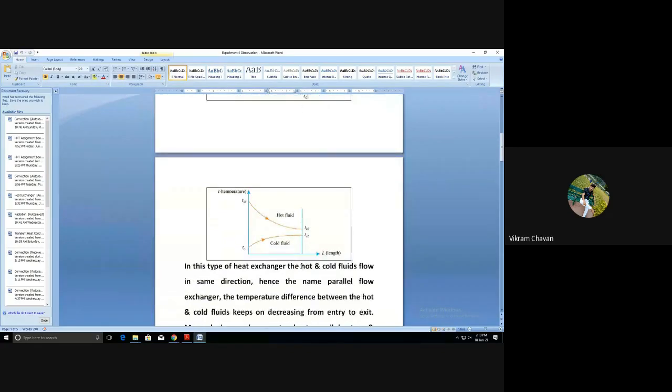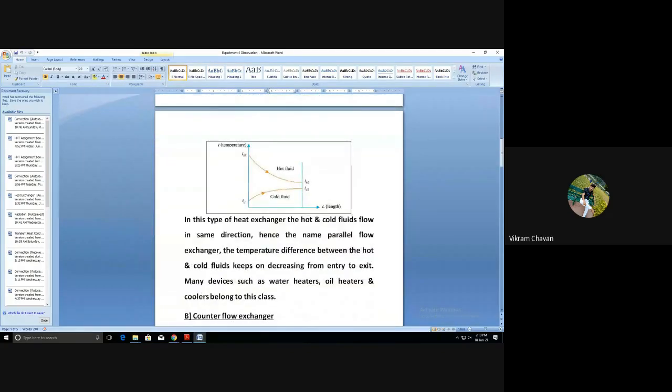In this type of heat exchanger, the hot and cold fluids flow in the same direction, hence the name parallel flow exchanger. The temperature difference between the hot and cold fluids keeps on decreasing from entry to exit. Many devices such as water heaters, oil heaters, and coolers belong to this class. So there are many applications, and in these applications this parallel flow type of heat exchanger is used.